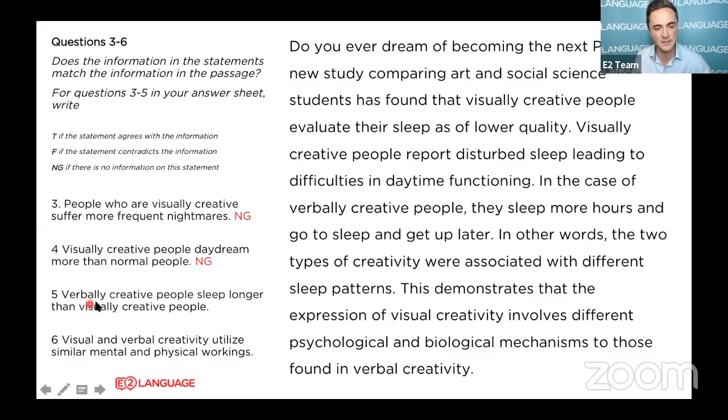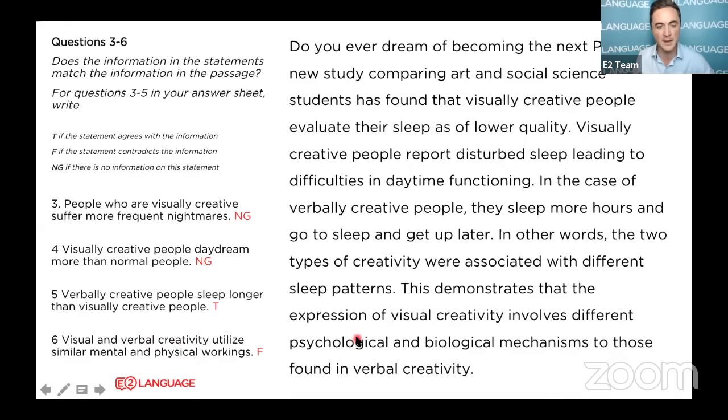What about five? It says verbally creative people sleep longer than visually creative people. Okay, fine. Here it says, in case of verbally creative people, they sleep more hours. More hours, longer. Verbally creative people sleep longer than visually creative people. True. Number six, visual and verbal creativity utilize similar mental and physical workings. This is this final sentence here. This demonstrates that the expression of visual creativity involves different psychological, mental, biological, physical mechanisms, workings. There's our synonym that we learned before.